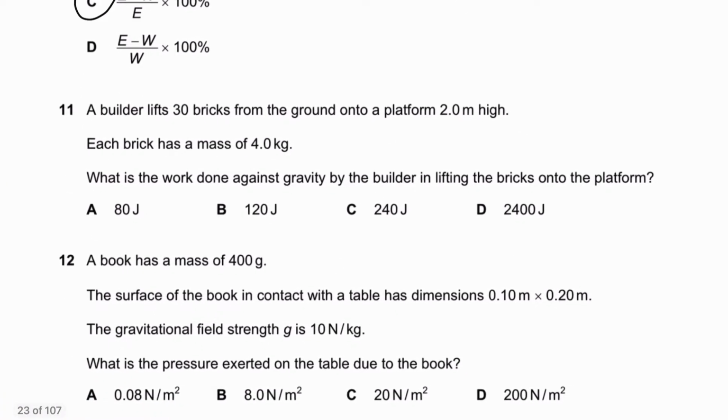11. A builder lifts 30 bricks from the ground onto a platform 2 meters high. Each brick has a mass of 4 kgs. Therefore, the total mass will be 120 kgs, because we have 30 bricks and each is 4 kgs. 30 times 4 is 120 kgs. What is the work done against gravity by the builder in lifting the bricks onto the platform?